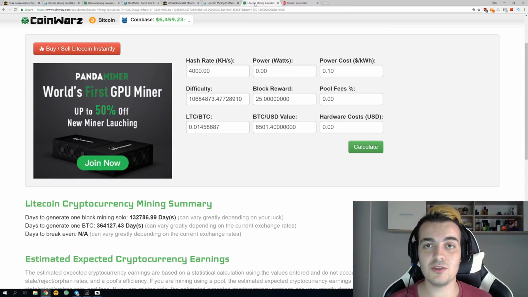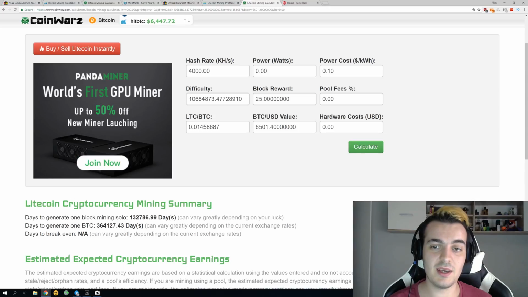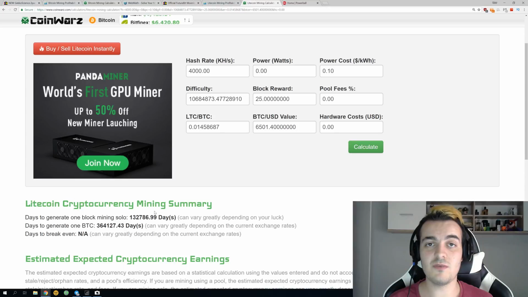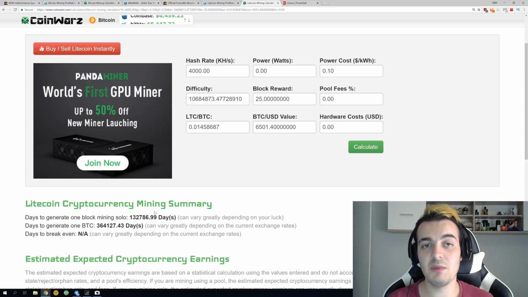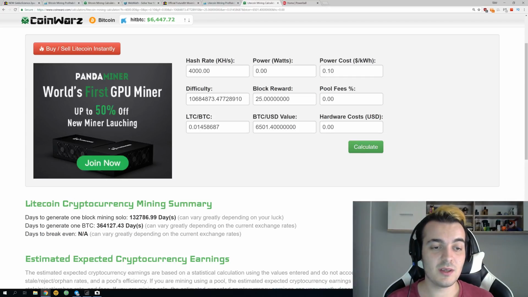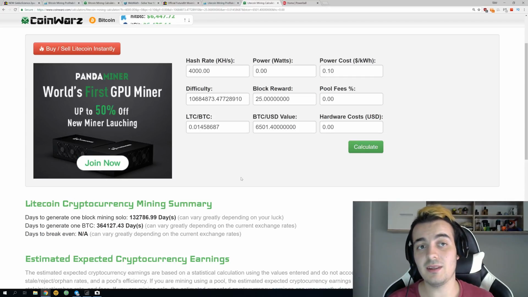Now, let's see what the chances are that you will find this block. So 4000 kilohashes per second, which is 4 megahashes, and this is a 25 block reward with Litecoin difficulty right now. So your chance to find one block is 1 in 1.3 million, so it will take you on average 1.3 million days to find one Litecoin block. So your chances over here are a lot better than with Bitcoin mining, but of course the reward is a lot smaller, because 25 Litecoins are worth a lot less than 12.5 Bitcoins, but everything can change in the future. So chances are better with Litecoin mining than with Bitcoin mining.